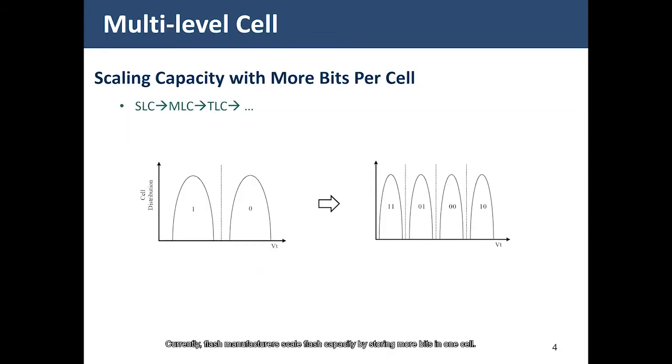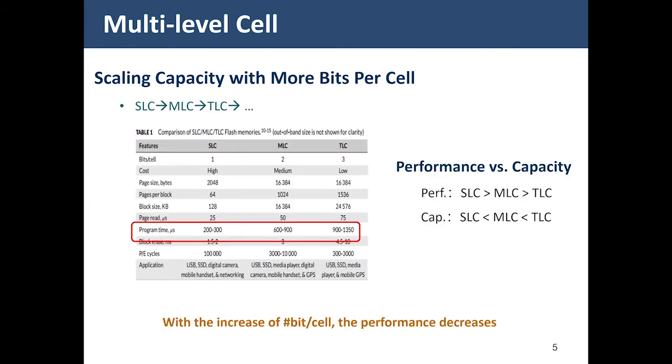Certainly, flash manufacturers scale flash capacity by storing more bits in one cell. 1 bit per cell is called SLC, 2 bits per cell is MLC, 3 bits per cell is TLC, and so on. But with more bits per cell, the cell performance decreases. You can see from the table, the program latency is much longer in TLC or MLC than in an SLC cell.